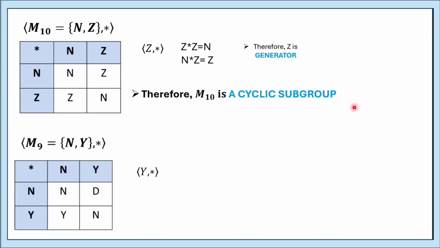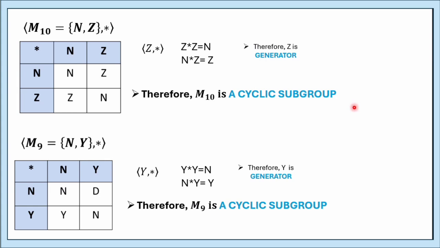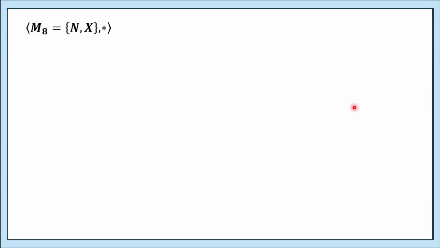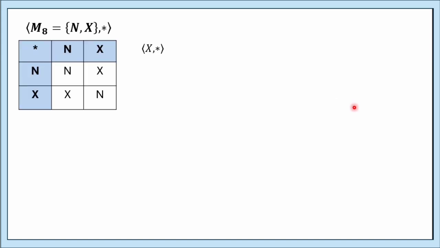Next, we have M sub 9 is equal to the set of N and Y under the binary operation star. So for Y, we have Y star Y is equal to N, and N star Y is equal to Y. Since Y generates all the elements of the set, Y is a generator, and therefore M sub 9 is a cyclic subgroup. For M sub 8 is equal to the set of N and X under the binary operation star. So for X, we have X star X is equal to N, and N star X is equal to X. Since X generates all the elements of the set, it is a generator, and therefore M sub 8 is a cyclic subgroup.